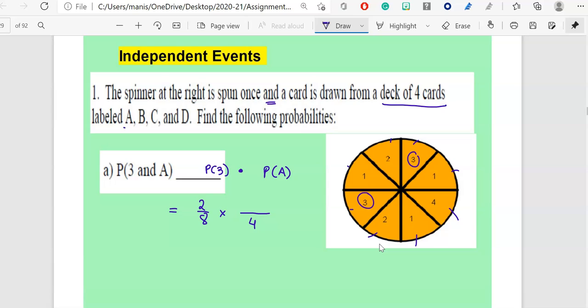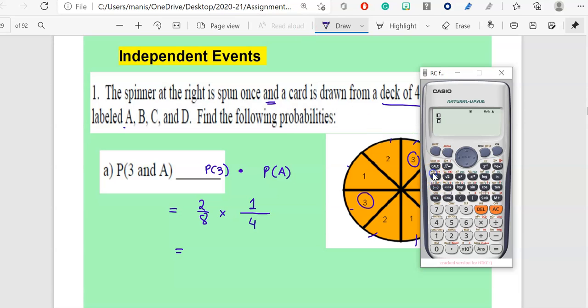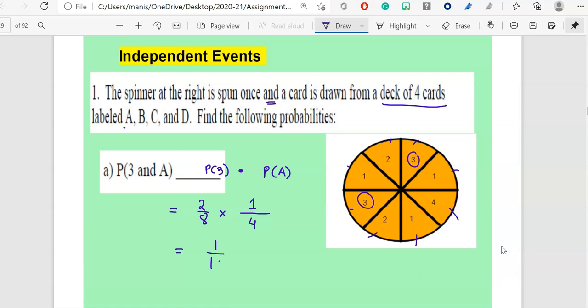And what do we have to pick? We have to pick A. How many A's are here? Only 1. So this is the required probability over here. How can you do this? You can type this in your calculator and it will give you the answer. See, most of the things your calculator will make easy for you. 2 divided by 8, times one more fraction, 1 divided by 4. So what is my final answer? 1 over 16. So 1 over 16 is the required probability for this question.